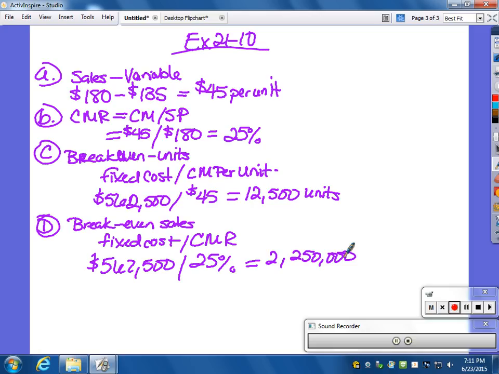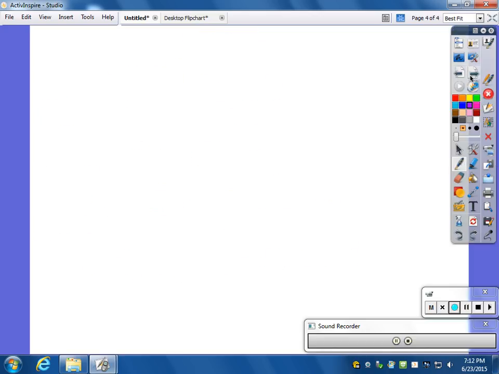Exercise 21-12 now. Refer to exercise 21-10, prepare contribution margin income statement for Blanchard Company showing sales, variable costs, fixed costs at the break-even point. If the company's fixed costs increase by $135,000, what amount of sales in dollars is needed to break even? So first thing we need to do is this contribution margin income statement. Find that in your book so you can tell me how to set it up. Contribution margin income statement.